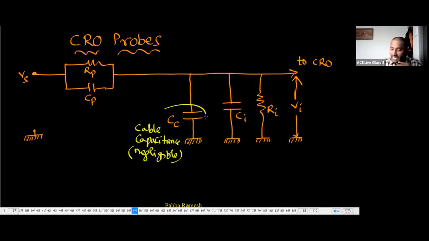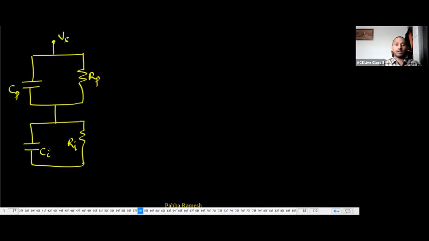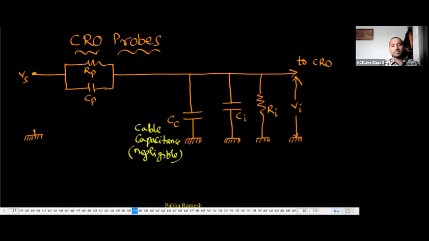Now I'm modifying this. Anyway, the cable capacitance is neglected. So can we draw it like this? This is Vs. This is R and this is C, and this is also R and also C. Here this is Rp, Cp, Ri, Ci. Both are the same or different? Concentrate. Both are the same only, because these two parallel combinations are coming in series.